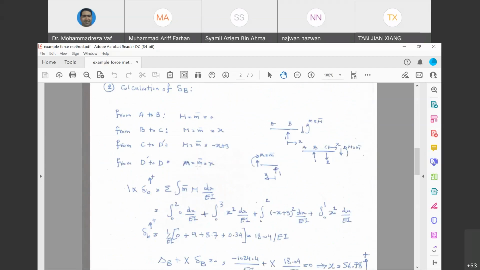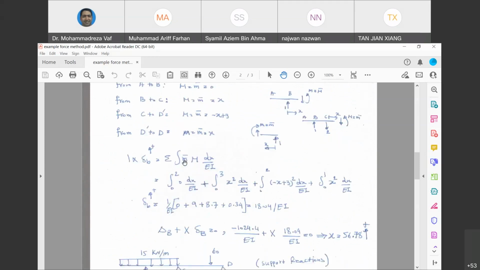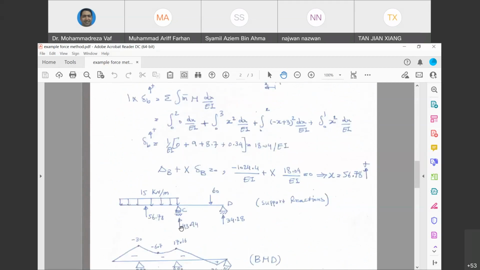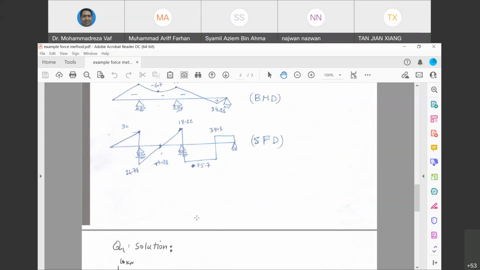M and M bar are the same all over and for all the span, and you can easily calculate the values. So you got M and M bar, you put it back inside this equation, and you can get small delta B. So you have large delta B, you have the small delta B, put it inside the compatibility condition, you get X. So the moment that X is clear for you, which is 56.8, the other support reactions can be calculated. Just write down sigma Fy equals to 0 and sigma moment at point C or D equals to 0. So you get the support reactions, then you cut and you can draw the bending moment and shear force diagram.